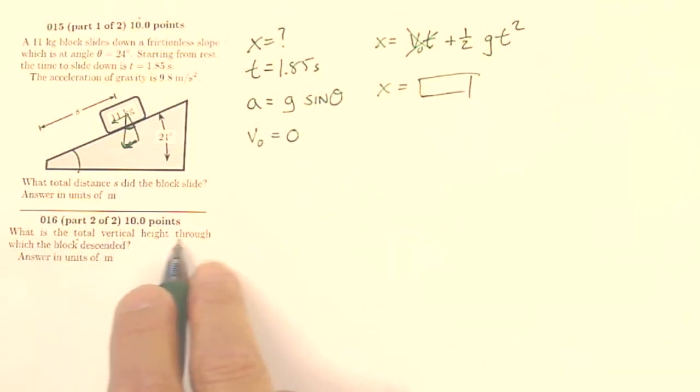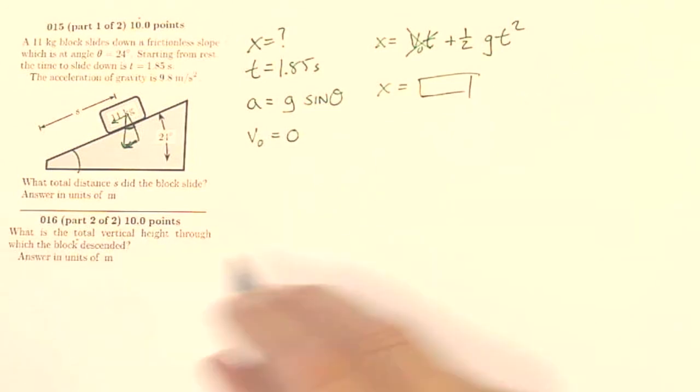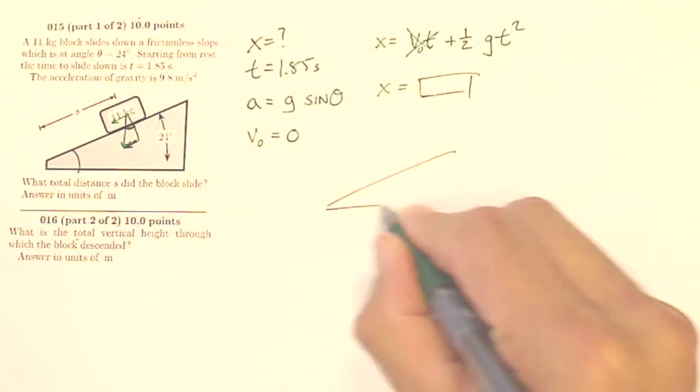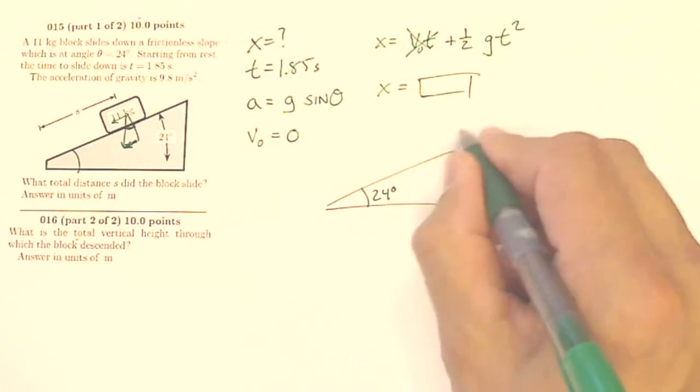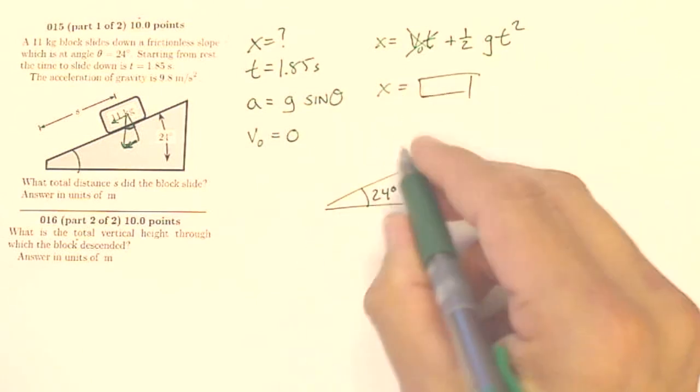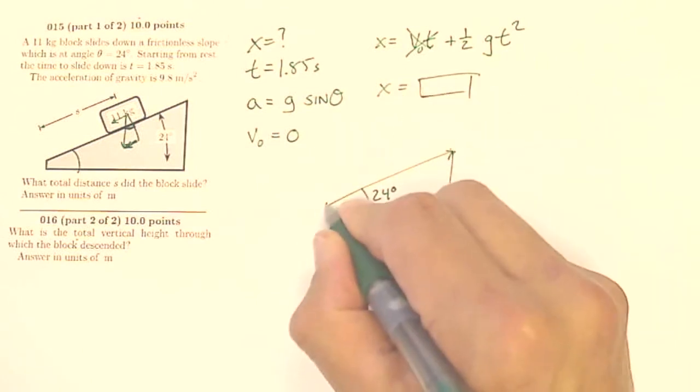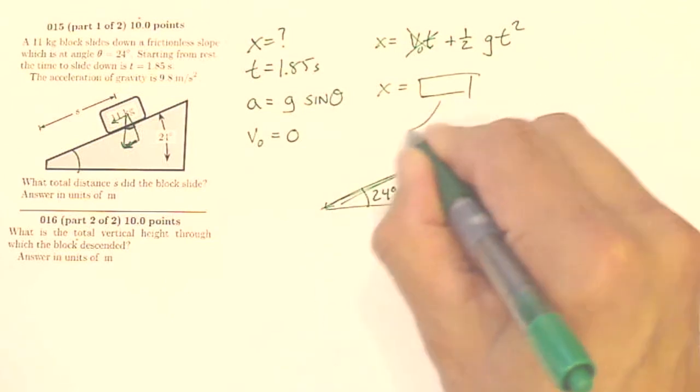What is the total vertical height through which the block descended? Well, now you've got yourself a right triangle. You've got 24 degrees here. You've just figured out this. Well, this x isn't this. It's the distance down the slope. So you've just figured out this as your displacement.